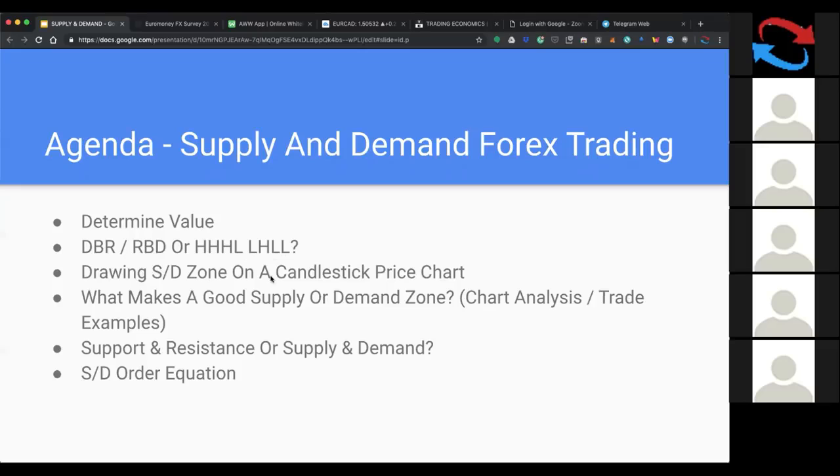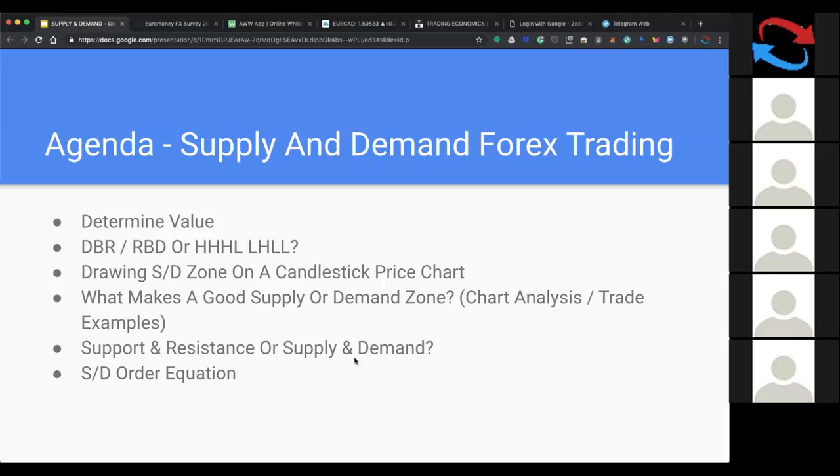You've got drawing supply and demand zones on the candlestick price chart. I'll go over exactly how I draw these zones on a price chart, and what makes a good supply or demand zone, because not all supply and demand zones are created equal. And I'll be going over some live chart analysis and some trade examples.